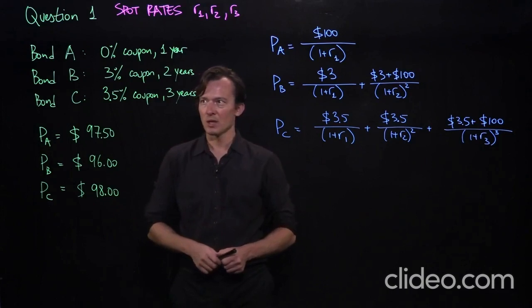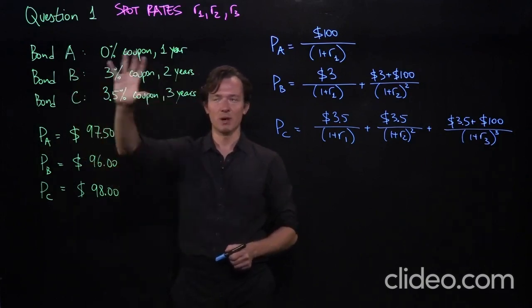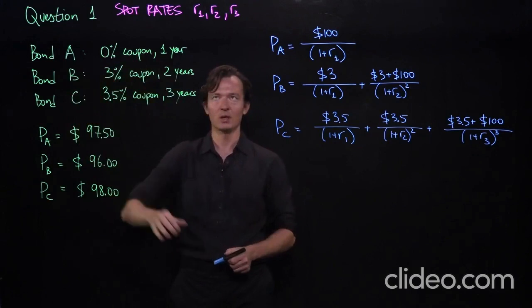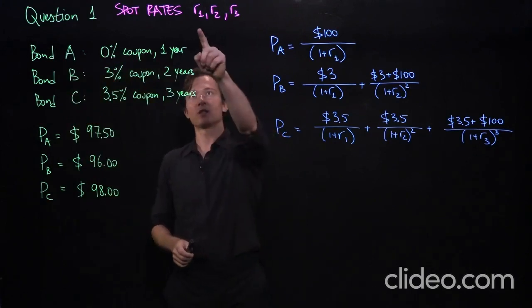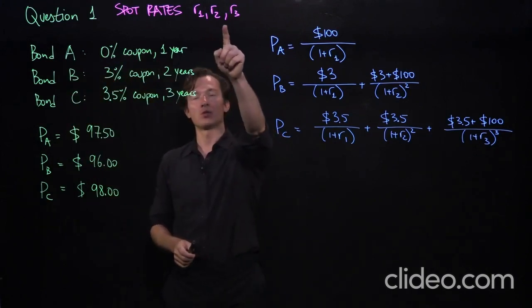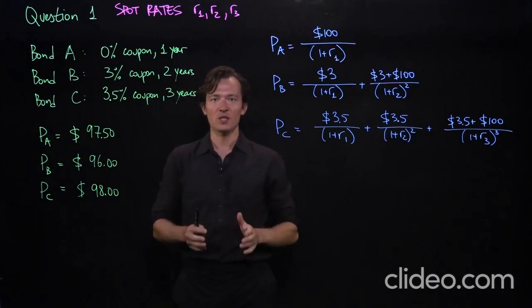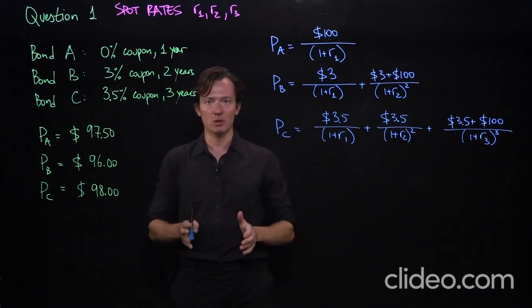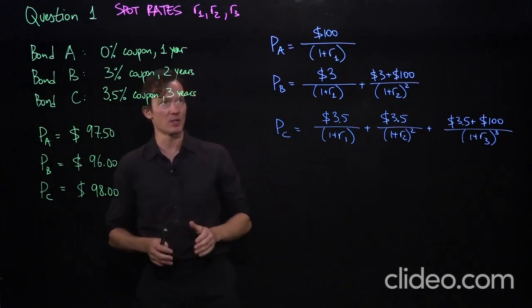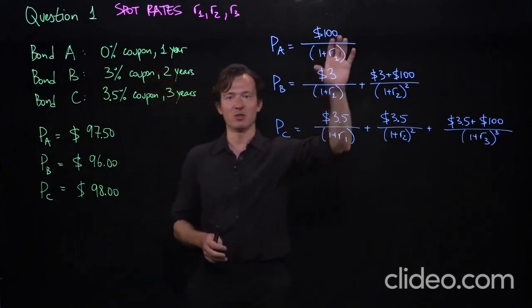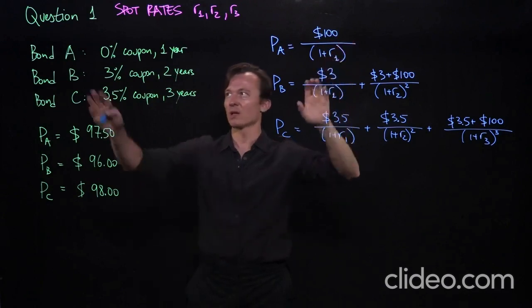So the goal is to take this information about the bonds in green here and find spot interest rates for years 1, 2, and 3. So this is the question. The first step that we will do here is that we will write the prices of these bonds as the function of interest rates. So let's start with Bond A.